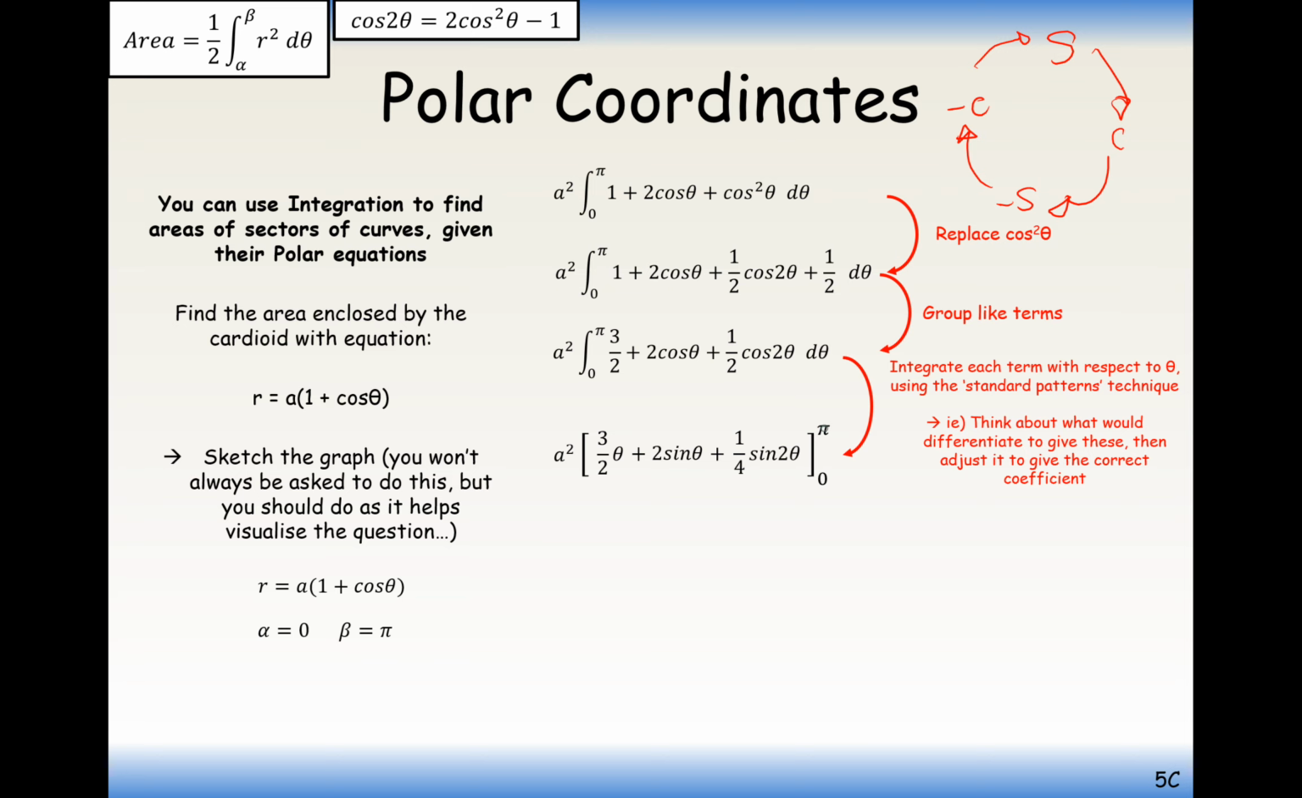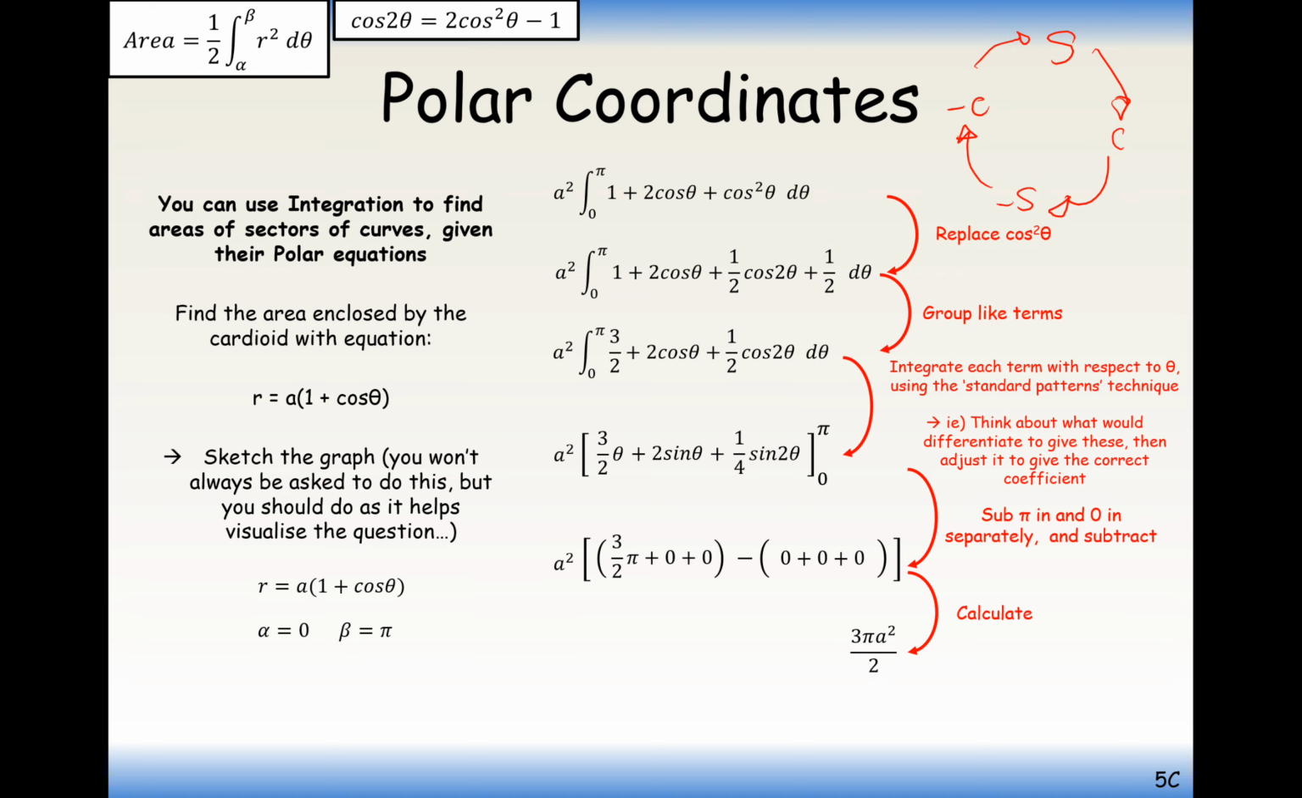The next thing to do is substitute in the pi and the 0 into the expression, and then do the subtraction. So substituting pi in, you get this for all of these three expressions. Substituting 0 in, you get this for all those three expressions. The majority of them are 0 here, you can see. So the answer to this question is 3 pi a squared over 2. And there we are, that's the answer. Remember, we doubled it at the start, so we don't need to double it now.